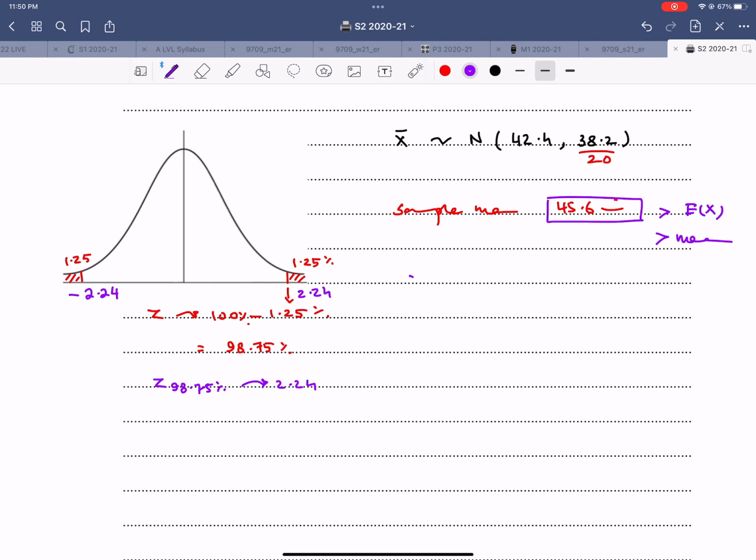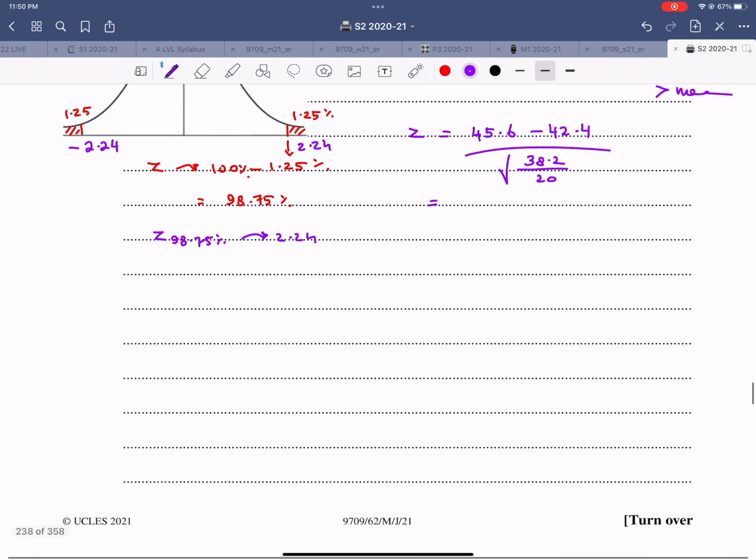Just calculate the z value. That is 45.6 minus 42.4 divided by 38.2 over 20 square root. Let me grab my calculator and do the necessary calculation. So this comes out to be 2.315. Now, does this value lie in the critical region?